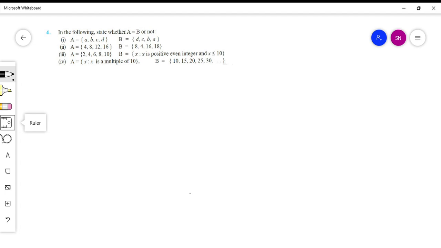Now, before we come to these questions, obviously we should know the definition of what a set is and what an equal set is. So please, if you have confusion about what an equal set is, watch my previous video wherein I have explained in detail what an equal set is. So let's come back to these questions.